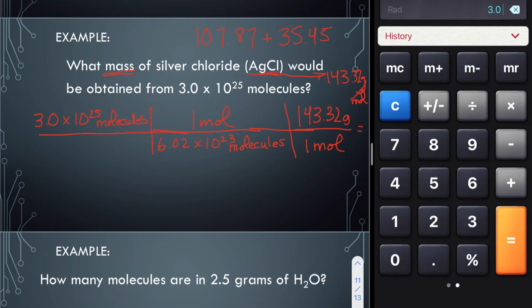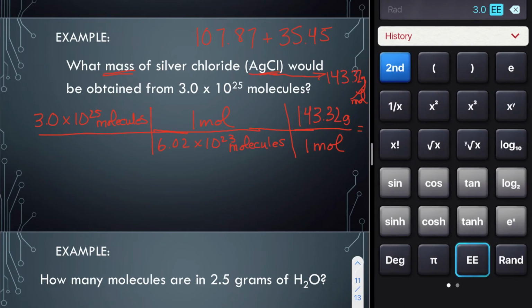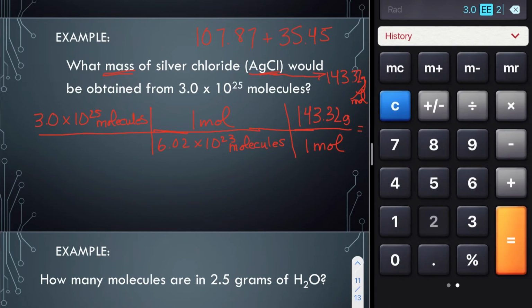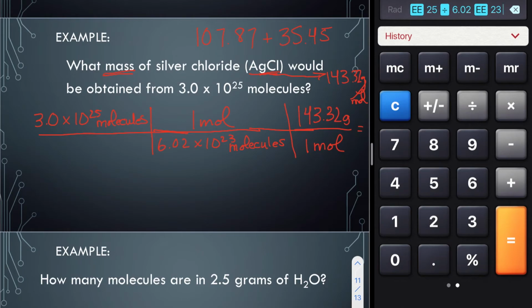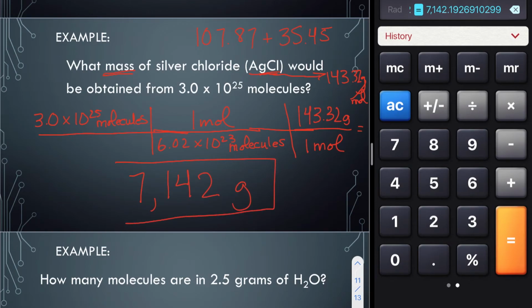Go ahead and put this into your calculator. It's going to be 3.0 times 10 to the 25th divided by 6.02 times 10 to the 23rd times 143.32. You multiply everything on the top and divide by everything on the bottom. You get an answer of 7,142 grams. That's how much that many molecules are going to weigh.